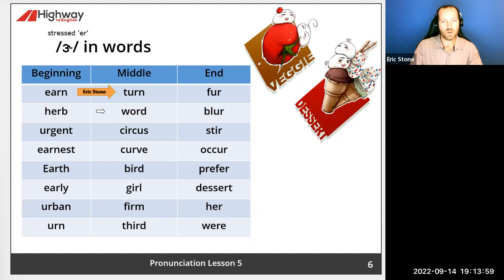Then in the middle, turn, word, circus, curve, bird, girl, firm, third, and at the end, purr, blur, stir. See my lips? They need to be out, right? Occur, prefer, dessert, her, were.